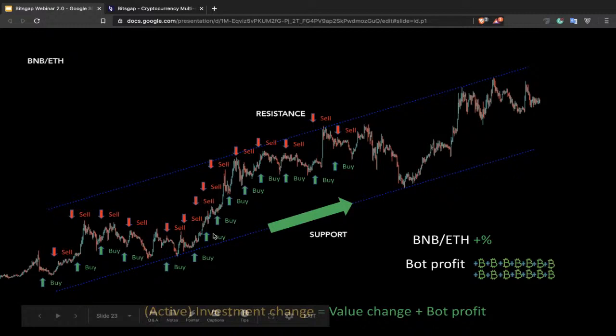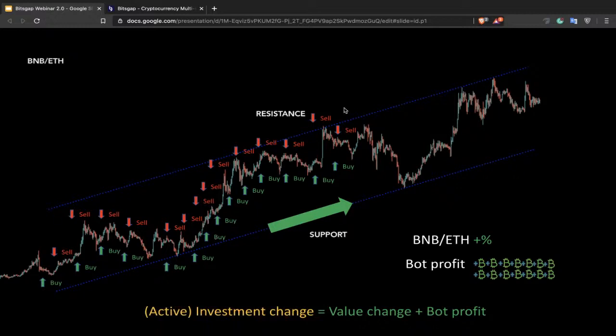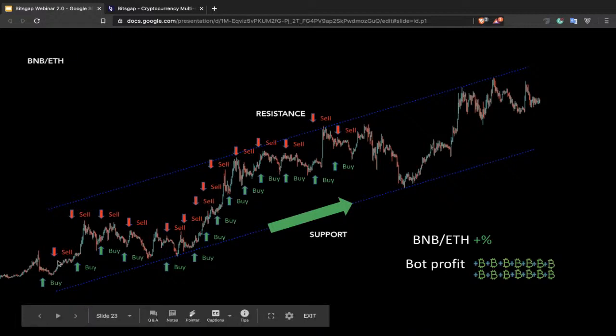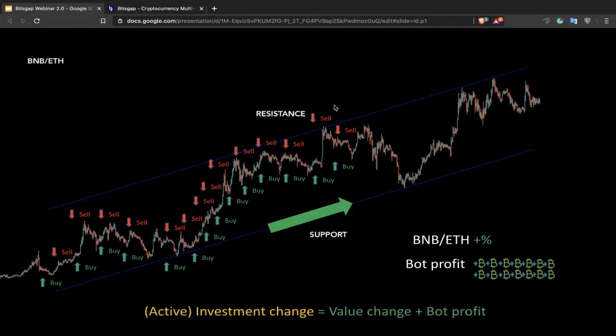So that means that the BNB that we have in our balance right now, as the bot is constantly buying it and then looks for sell opportunities, means that in any case we will be affected by the price appreciation as the market is moving upwards. But here is the idea: not only are we affected by the price appreciation, but the bot generates profits for us. It buys low and sells high, buys low and then again it sells high, as simple as that. So that's what we call active investment change, because that's the profit maximization. We let the bot use our BNB to generate profits in Ethereum.